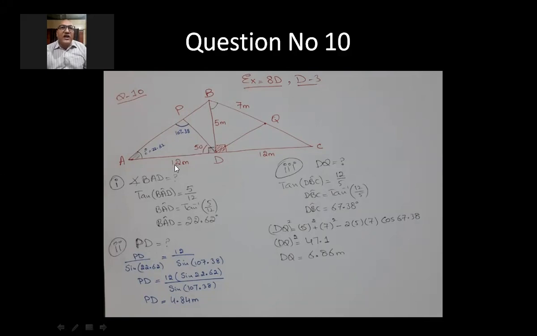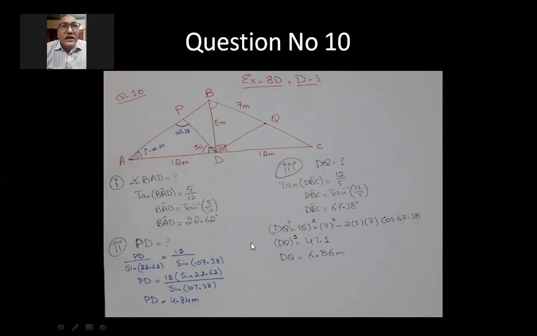If you look at this triangle, I know this side, that's 12, and I know the angle opposite to it. I want to know the side PD, and I know this angle, 22.62. So I can use the law of sines. PD divided by sine 22.62 equals 12 divided by sine of 107.38. So PD will be 12 multiplied by sine 22.62 divided by sine 107.38 equals, so you will get 4.84 meters. This is how you find the PD side.